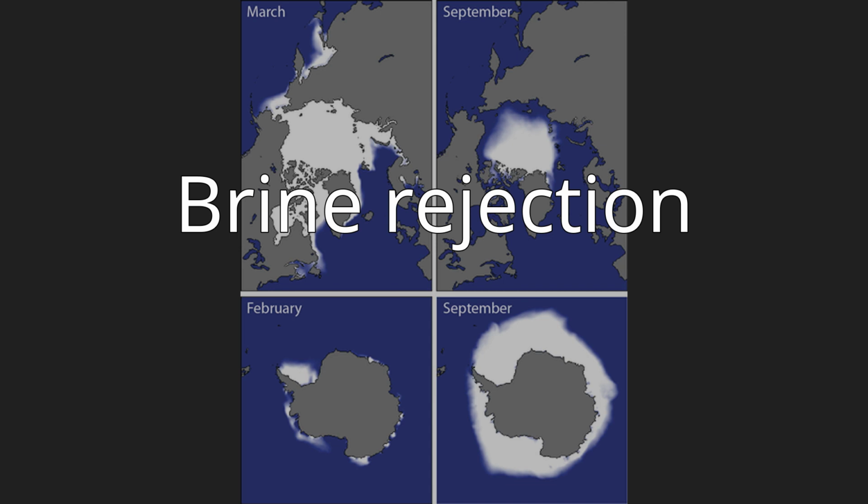Brine rejection. Brine rejection is a process that occurs when salty water freezes. The salts do not fit in the crystal structure of water ice, so the salt is expelled. Since the oceans are salty, this process is important in nature. Salt rejected by the forming sea ice drains into the surrounding seawater, creating saltier, denser brine. The denser brine sinks, influencing ocean circulation.